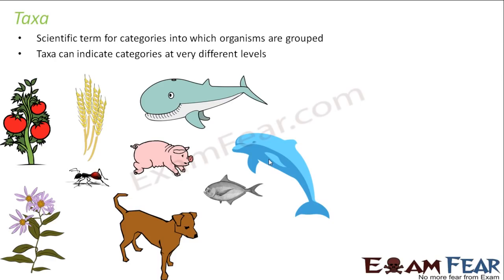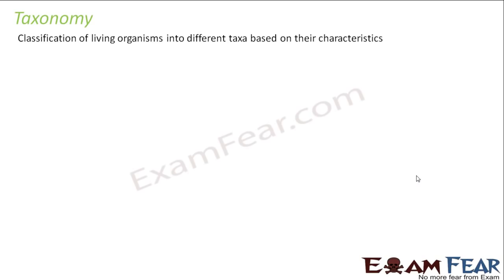Now, taxa can indicate categories at very different levels. When I talk about taxa, it doesn't mean that it has to be a category at a lower level or at a higher level. Now, let us see what is taxonomy, something related to taxa. It is the classification of living organisms into different taxa based on their characteristics. So basically, this is a scientific name for classification. Even classification is the same thing. So taxonomy is a scientific name.